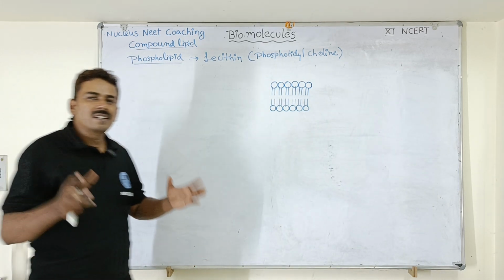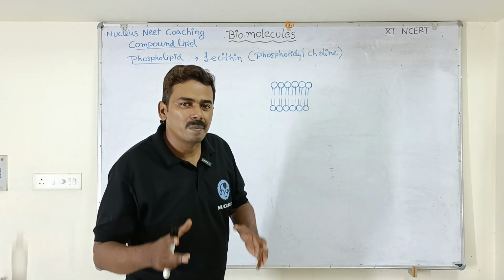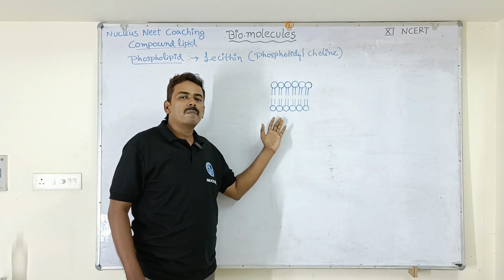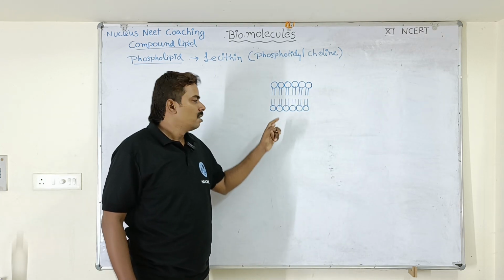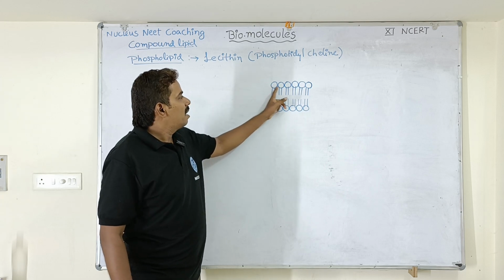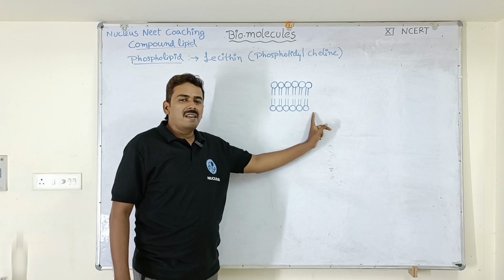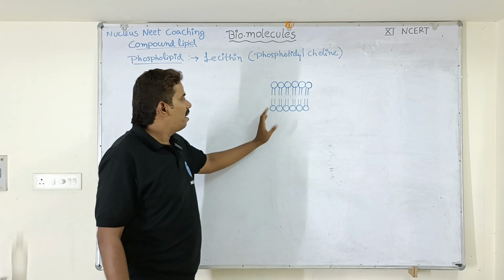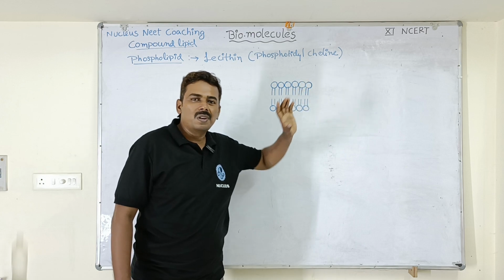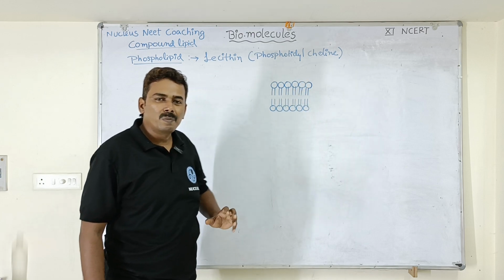So already you have studied the fluid mosaic model of the cell membrane, right? The fluid mosaic model of the cell membrane shows a double membrane of phospholipids. So there are 2 layers of phospholipids here. This is a layer of phospholipids. This is another layer of phospholipids. In both the layers, what are the unit molecules called? These are called phospholipids. Do you remember?